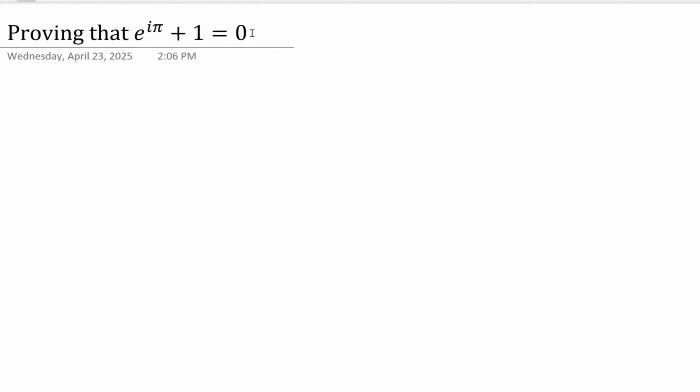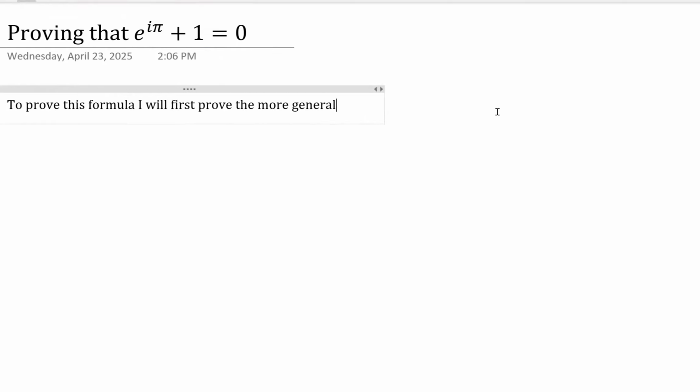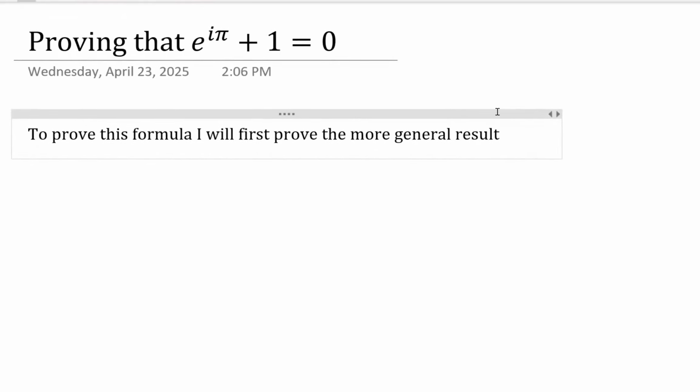So, there's a whole lot that can be packed into this one single formula, and today I'm going to prove it to you. And in so doing, I'm actually going to prove a more general formula. So, to prove this formula, I will first prove the more general result, which is also sometimes called Euler's formula, which states that e to the ix is cosine x plus i times sine of x.